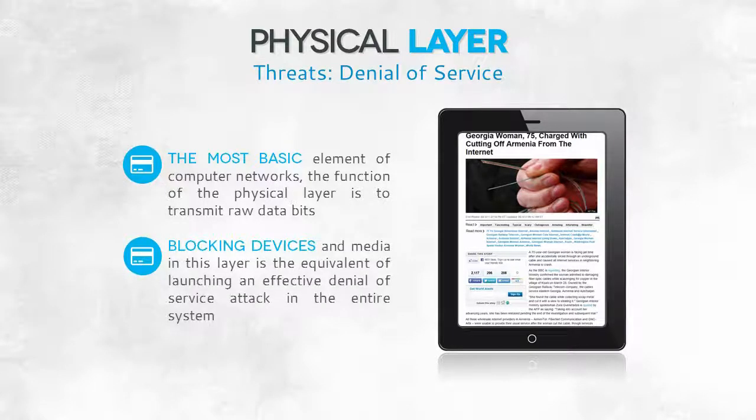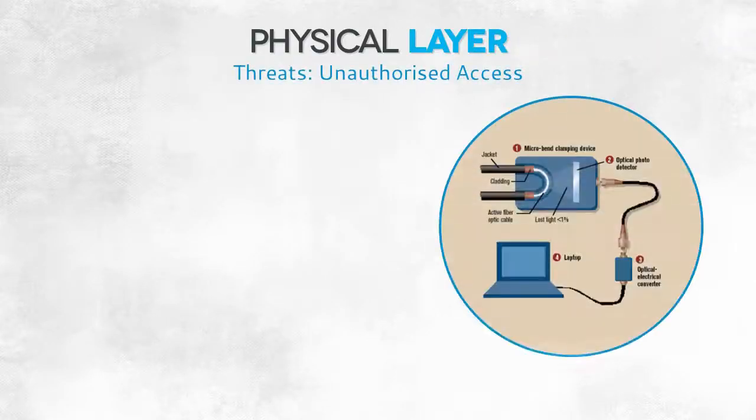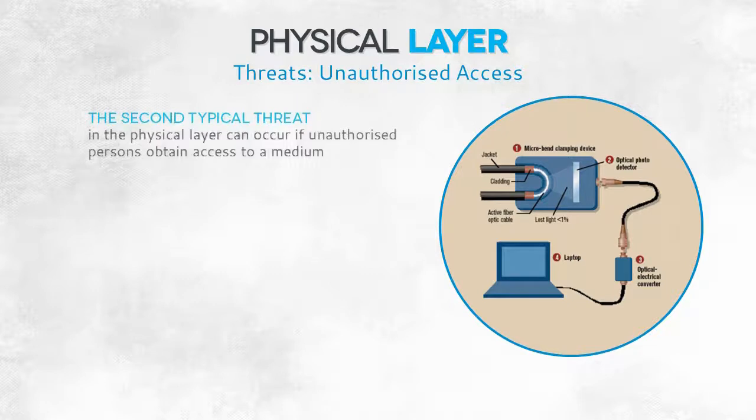DOS attacks are a serious vulnerability of the physical layer. Wireless networks are especially susceptible to this problem, but this will be the topic of another lecture. The second serious vulnerability of the physical layer comes from unauthorized access to the medium. The picture you see above shows that you shouldn't blindly follow stereotypes.